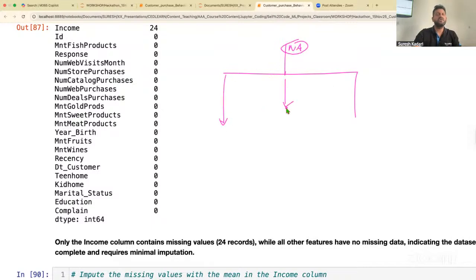Whenever you get null values, it's a decision. First, we can drop them: delete them, remove them. Problem solved. But wait, you lose data. Then we have one more method: if 4 missing values are there, set a threshold.